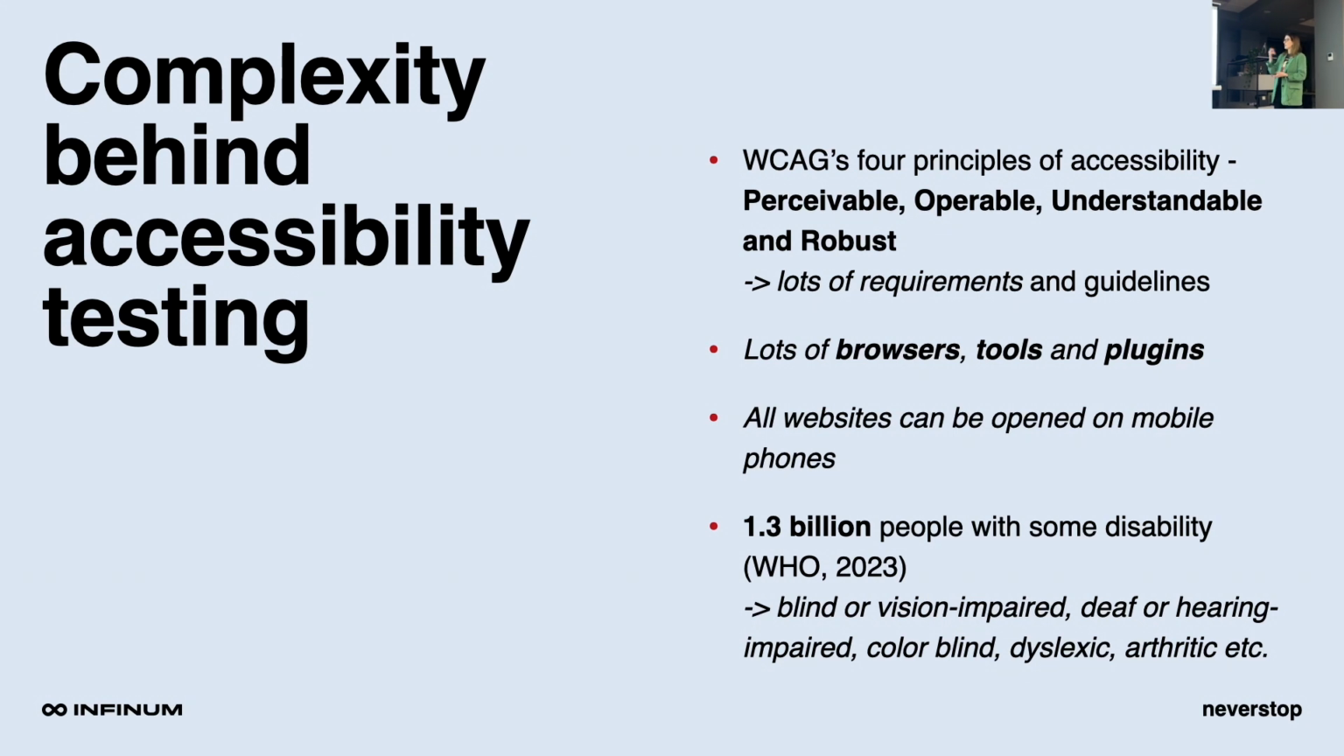First, what we need to have in mind is WCAG's 4 principles of accessibility. We need to ensure that the app is perceivable, operable, understandable, and robust. And they really have a lot of requirements, guidelines, and details about all the possible elements of the app. Next, users use a lot of different browsers, a lot of different tools and plugins, so you need to see what is the best approach for your app.